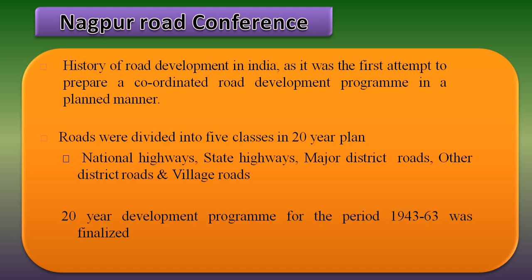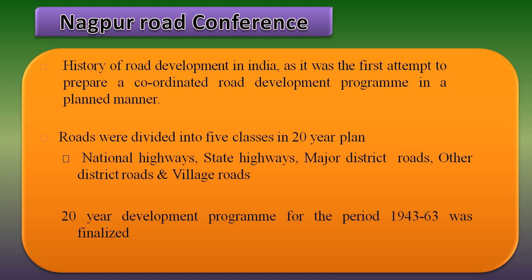This is a landmark in the history of road development in India, as it was the first attempt to prepare a coordinated road development program. This first 20-year road development plan is known as the Nagpur Road Plan. Roads were divided into 5 categories: the national highways, state highways, major district roads, other district roads, and village roads.